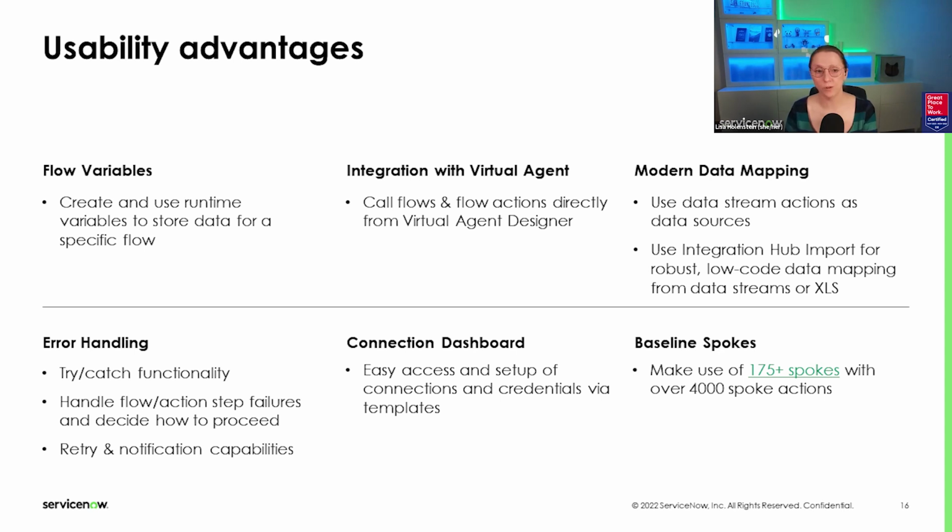It may be useful sometimes to decide that you actually want to suppress an error. So if you have an action, you just want it to proceed, or you don't want to surface an error from a subflow up to a flow, and that can be done. You can also make use of the retry and notification capabilities here.